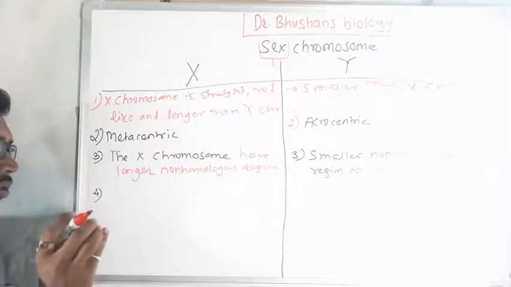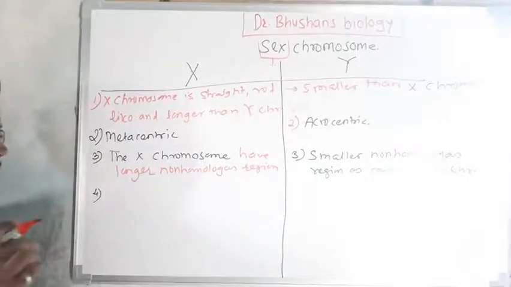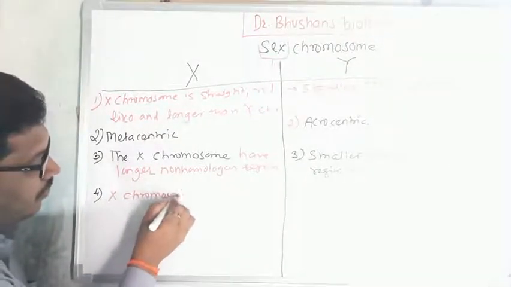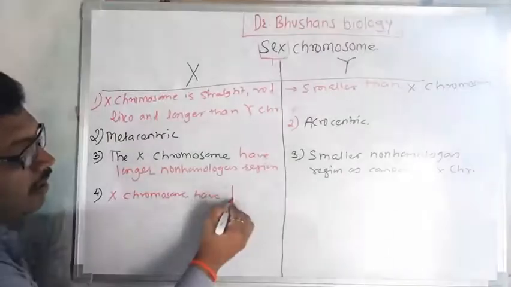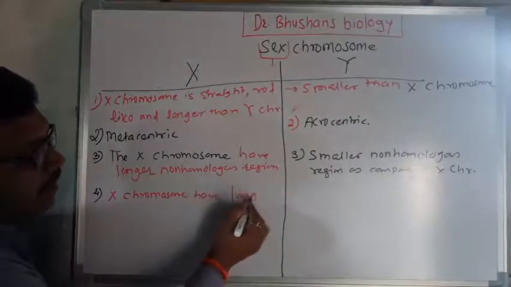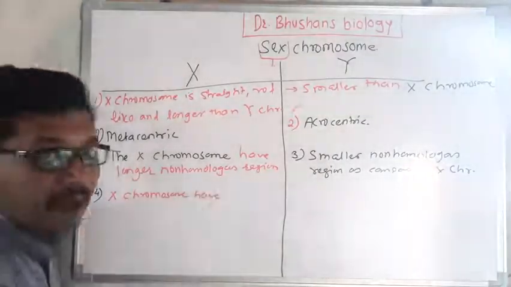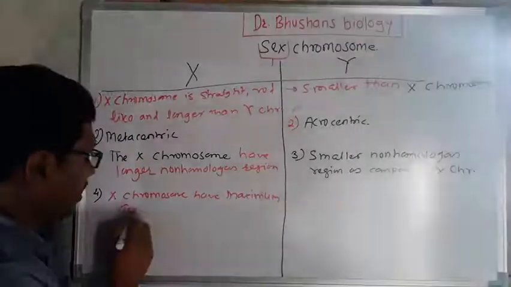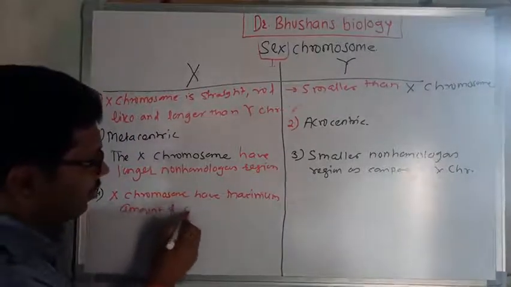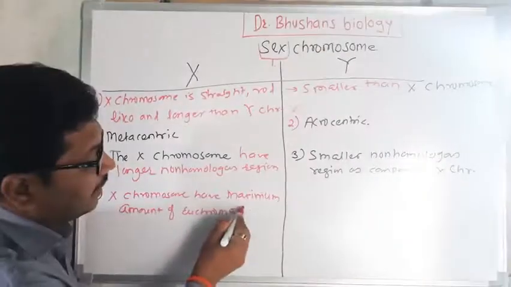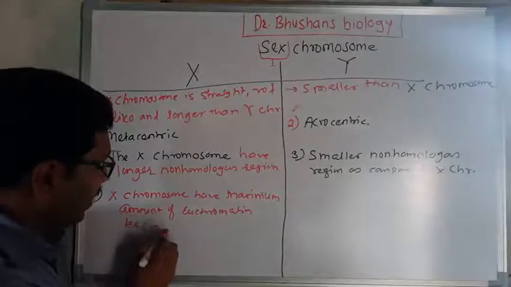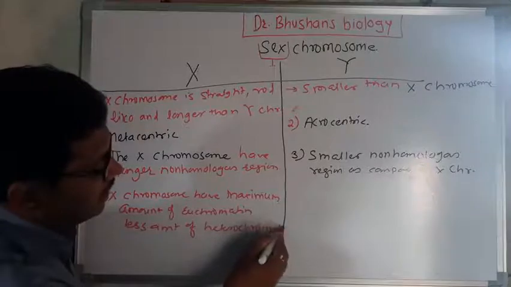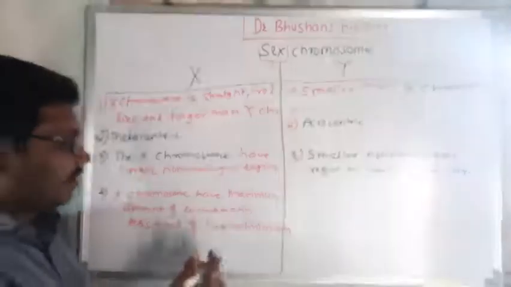Now the next point comes under this, that is euchromatin and heterochromatin. X chromosome has a large, maximum amount of euchromatin and less amount of heterochromatin. Then what is euchromatin and heterochromatin? We will find the difference. What is its use?